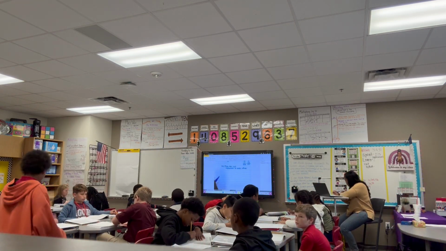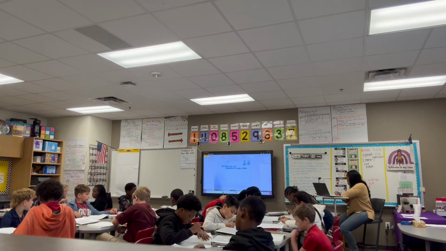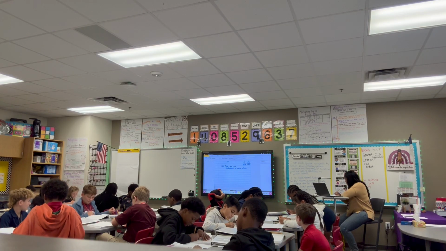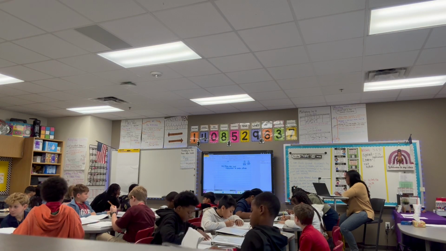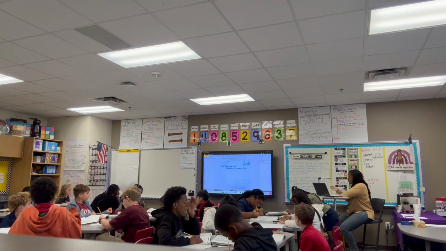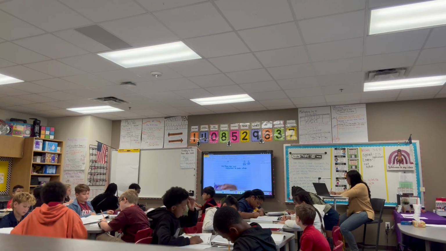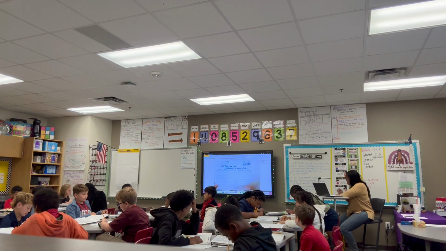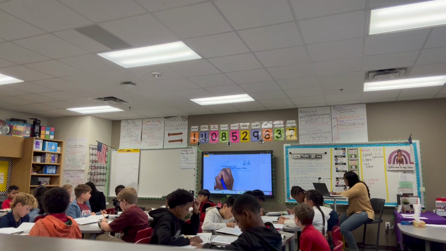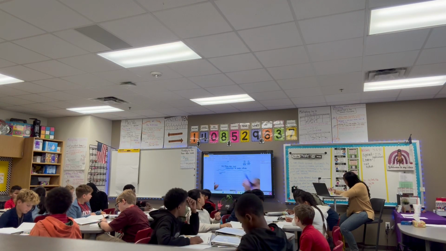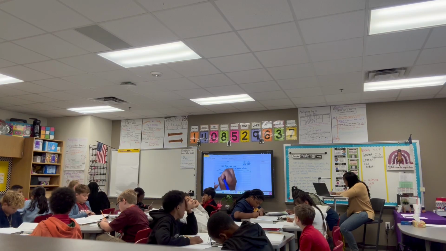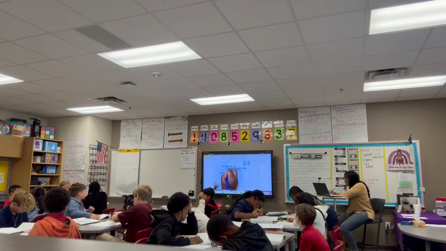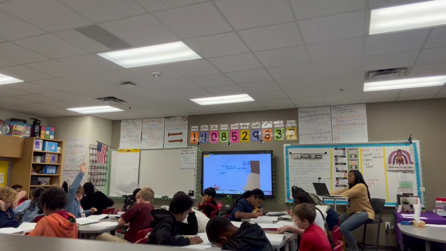Alright, so looking at 2A, the direction says to divide, then check your work with the multiplication. So, simple division. You have 13 divided by 36.14. This is simple division, y'all.